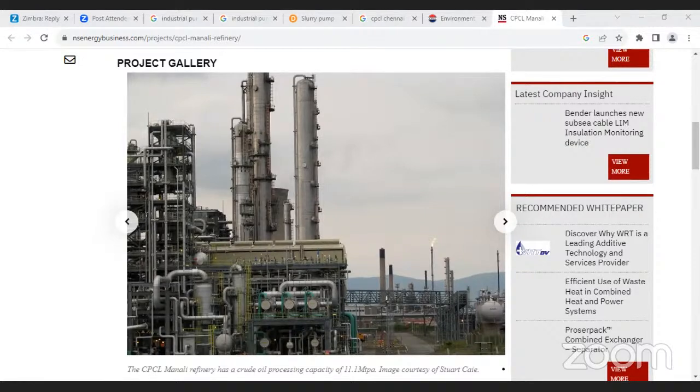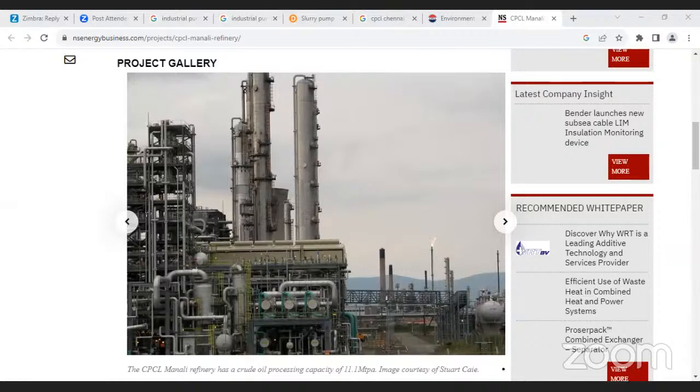And this is a typical PNID for a separator. Hope you might have taken the training on the PFD. Right, you can respond to me in the chat box. Okay, so you may be knowing about a separator, right?